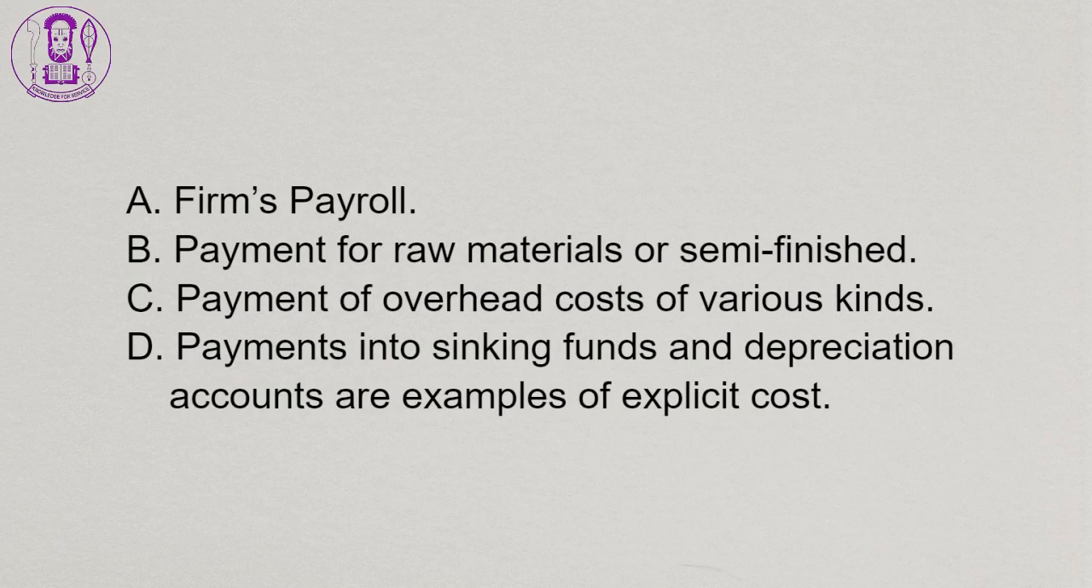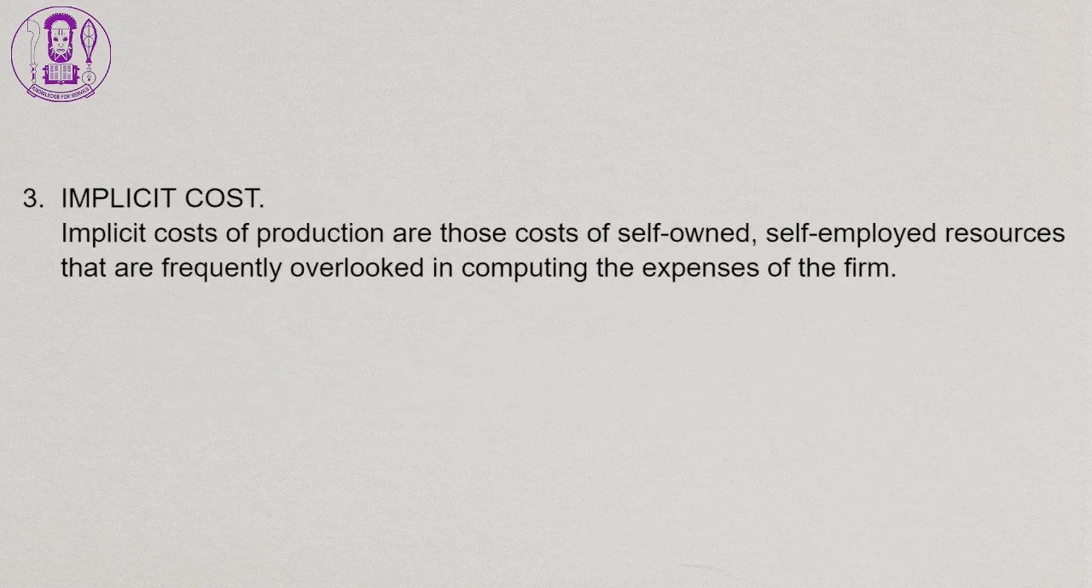A. Firm's payroll. B. Payment for raw materials or semi-finished goods. C. Payment of overhead costs of various kinds. D. Payments into sinking funds and depreciation accounts are examples of explicit costs. 3. Implicit cost. Implicit costs of production are those costs of self-owned, self-employed resources that are frequently overlooked in computing the expenses of the firm.